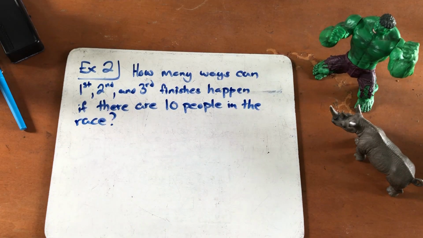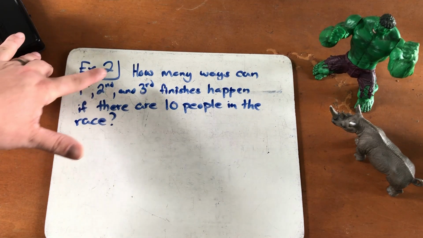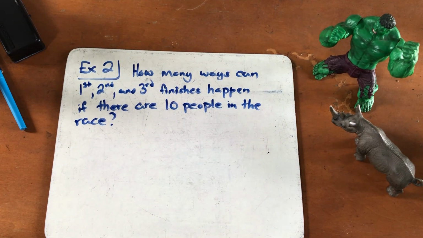Looking at this problem, it seems kind of similar to the problem before. How many ways can first, second, and third finishes happen if there are 10 people in the race? Notice we're still making a group of 3, but this time we have the designation of first, second, and third. It matters who comes in first. It matters who comes in second. It matters who comes in third. So the order of the finishes affects the group we're looking for. So this would be a permutation.